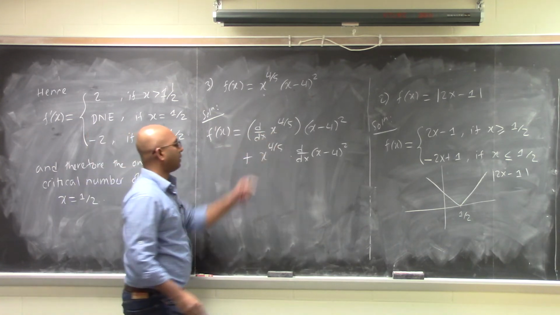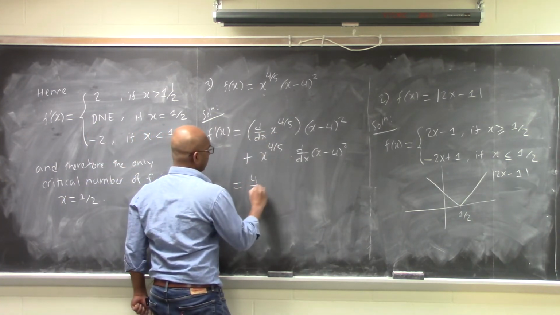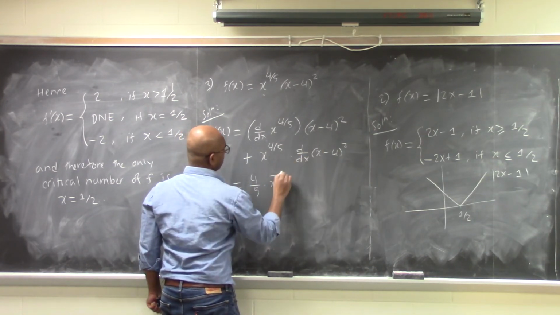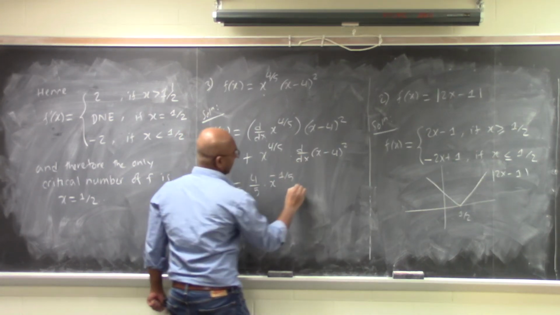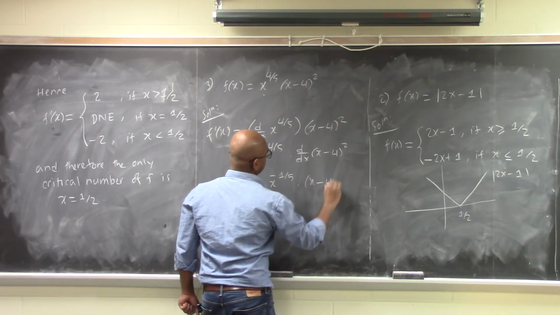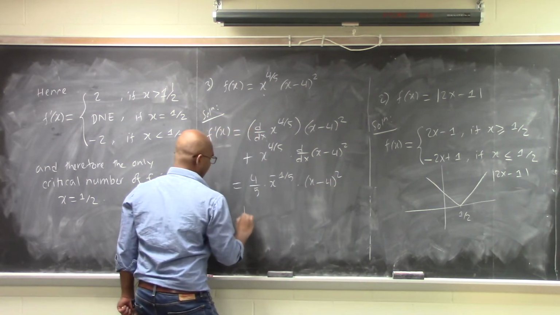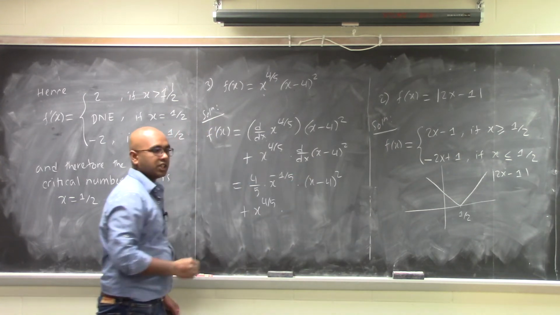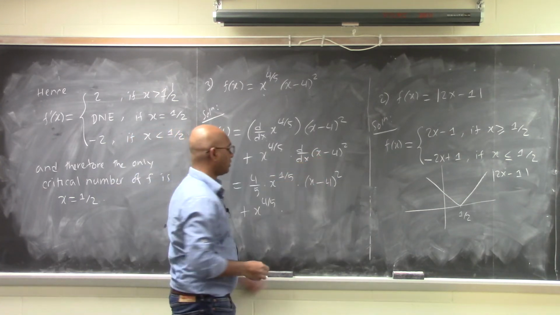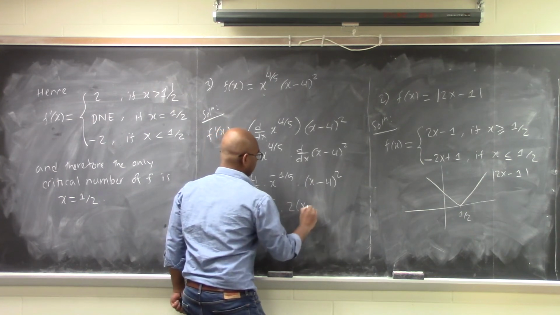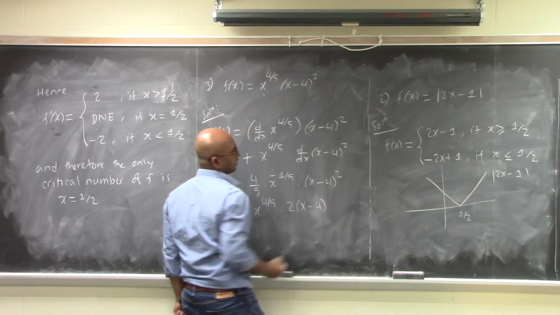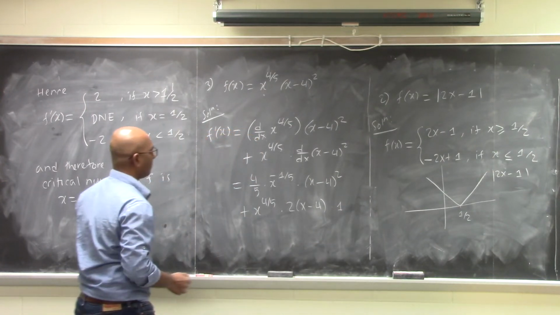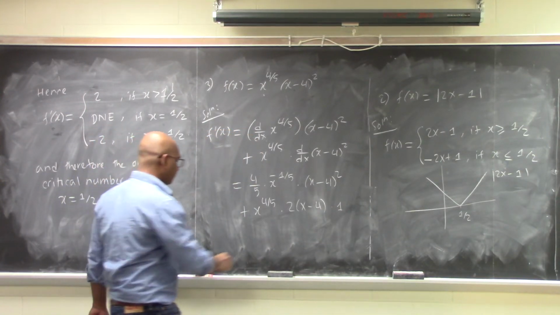And here we have to apply the power rule, so this is going to be 4/5 x to the power 4/5 minus 1, so negative 1/5, and (x minus 4) squared will remain the same. And this is x to the power 4/5, and here we need to apply the chain rule to (x minus 4) squared, so this is going to be 2 times (x minus 4), and then you differentiate x minus 4, which is just 1. So that's the derivative. Okay?